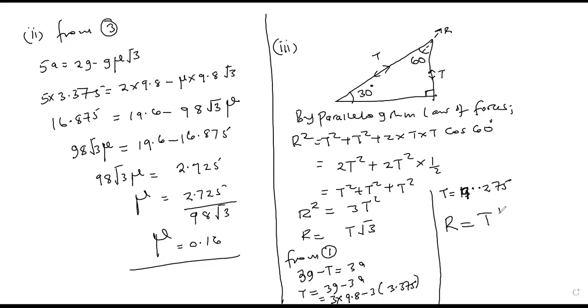After getting the value of T, we substitute here to get R. R is equal to T root 3. So it is going to be 19.275 root 3, which is going to give us our normal reaction as 33.4 newtons. And that is what we shall have. Wow, from here, that is the first illustrative example that we can have done.